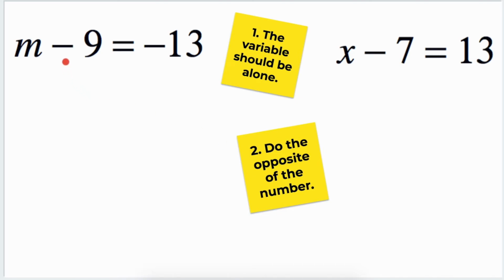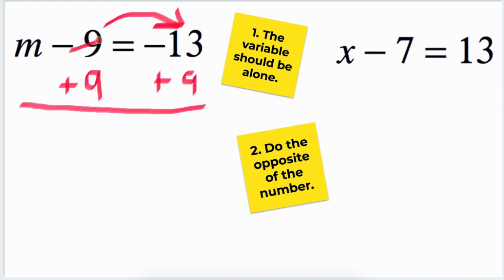In this case, the number is negative 9, so if I want to take it to the other side, I need to change it to a positive 9. And that's what I'm going to do in this first step here. So I'm going to add positive 9 to both sides. If you do something on one side, you do it to the other side.